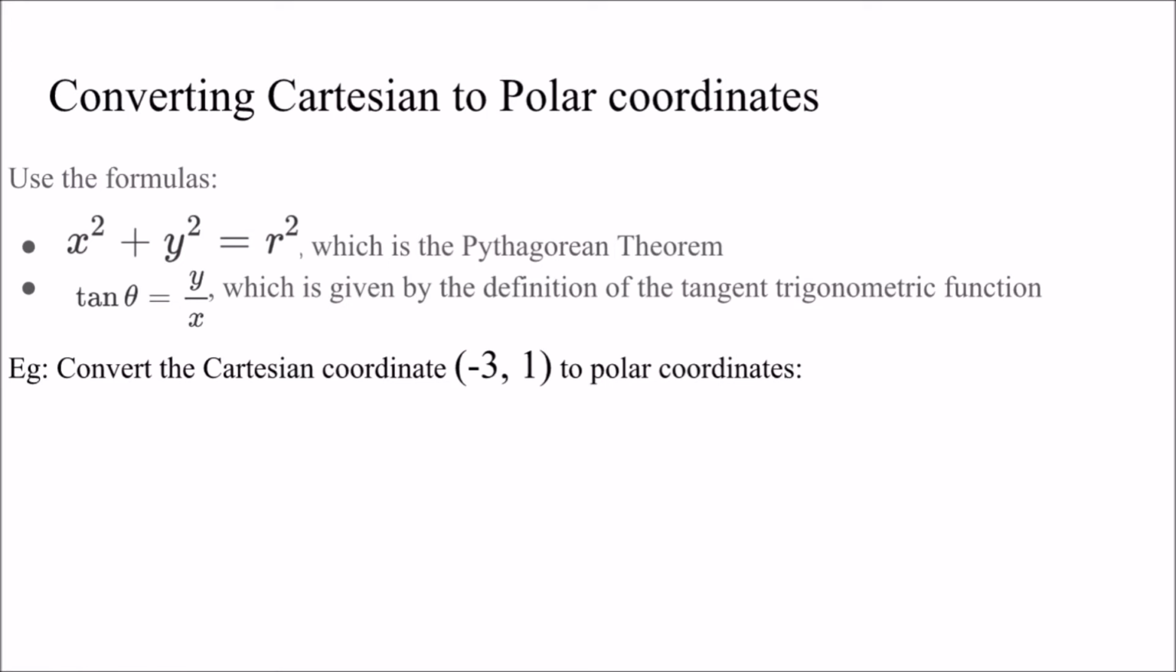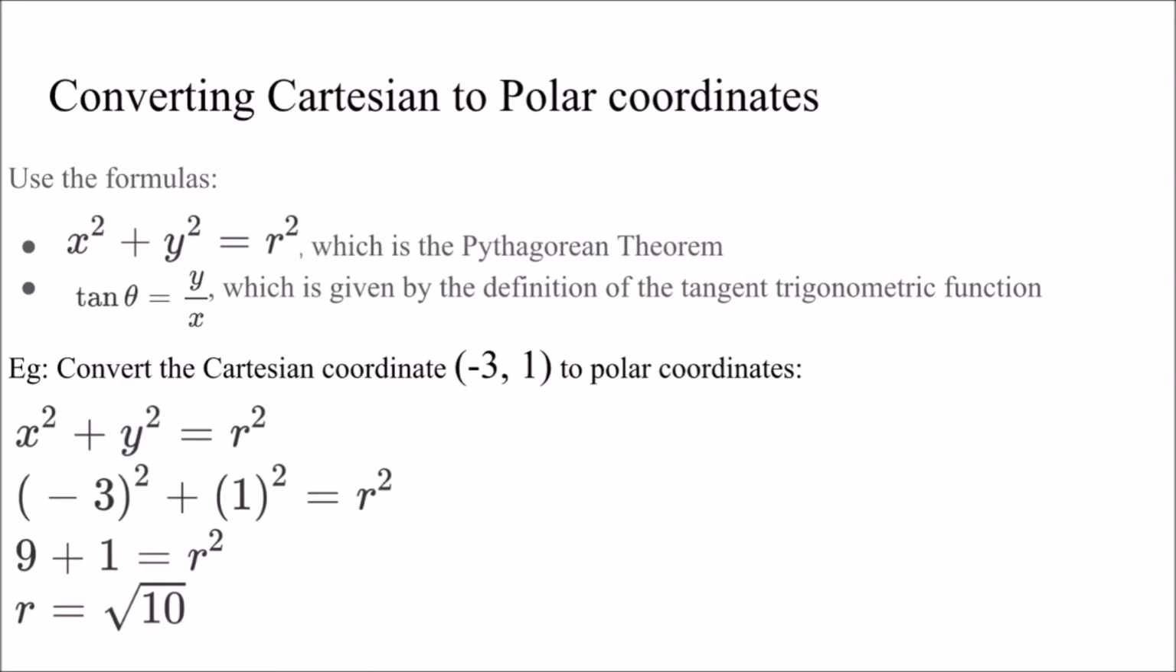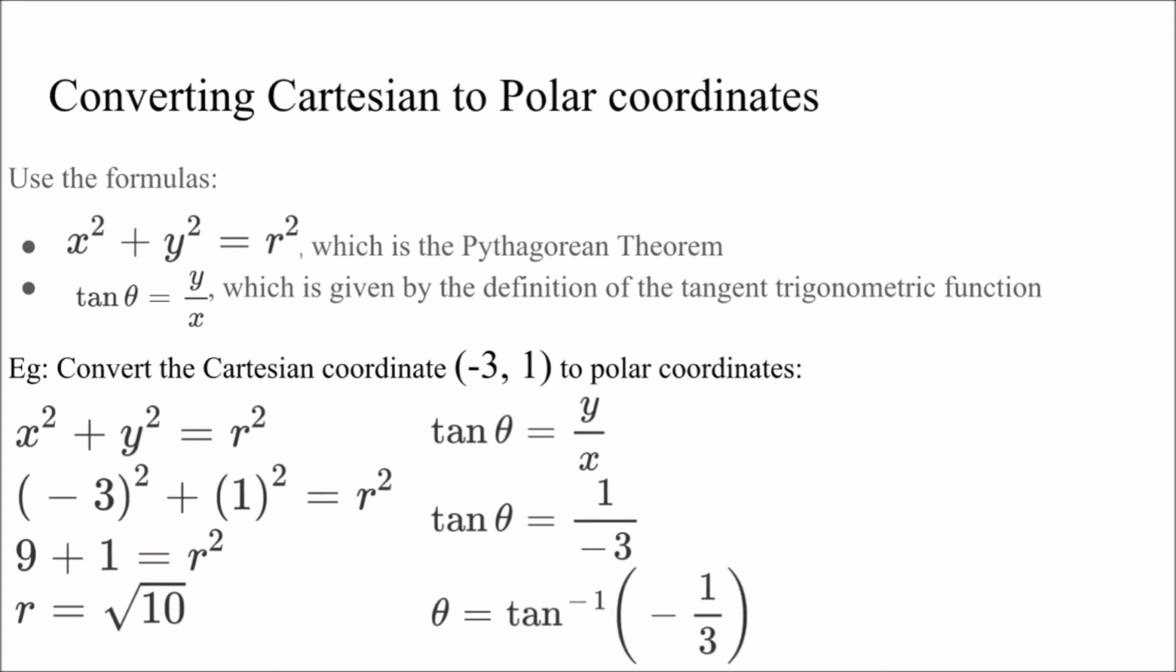First, plug in x and y into the Pythagorean theorem to simplify and get r equals root 10. Solve for theta by using tan of theta equals -1/3. Theta is equal to tan inverse of -1/3. However, we have to make sure that it's in the correct quadrant. So we know that tan inverse of -1/3 is a negative angle. We have to flip it so that it's a positive angle.